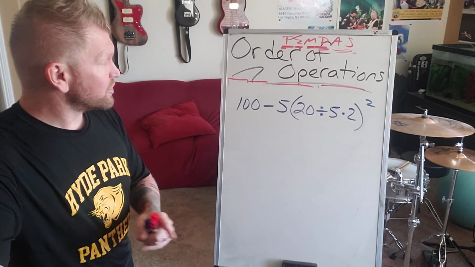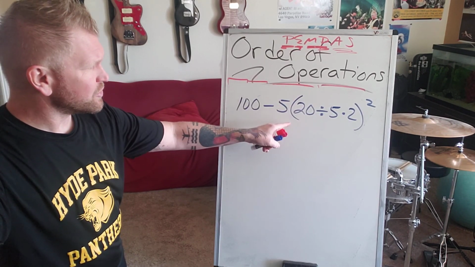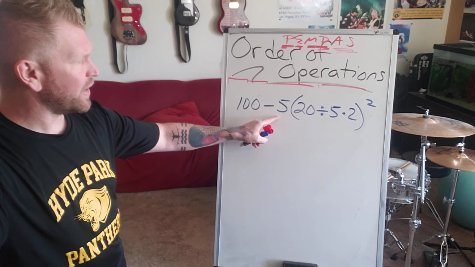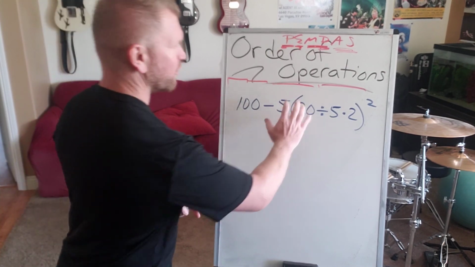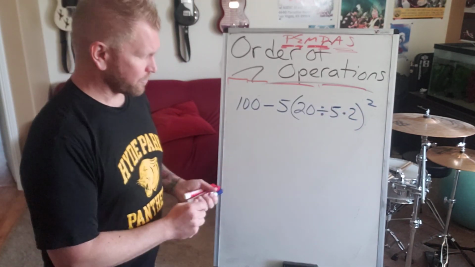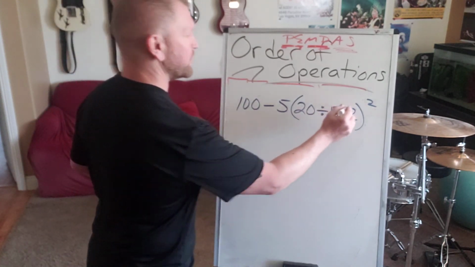Now one thing you might hear is when I get to this 5, I say times. So when there's 5 and there's parentheses, there's no symbol. This is 5 multiplied by that. So 100 minus 5 multiplied by whatever this is to the second power. Okay, what are we going to do first in this problem? If you said parentheses, you're right.